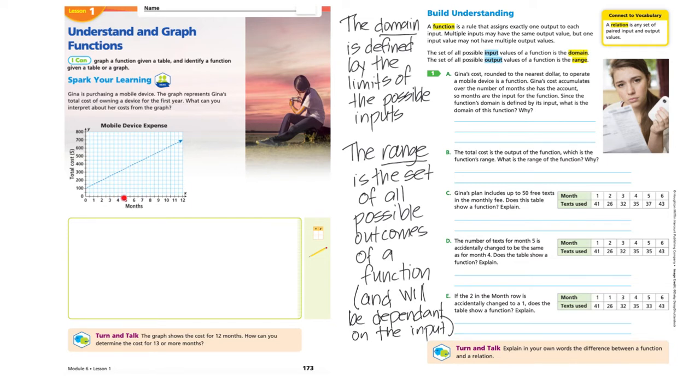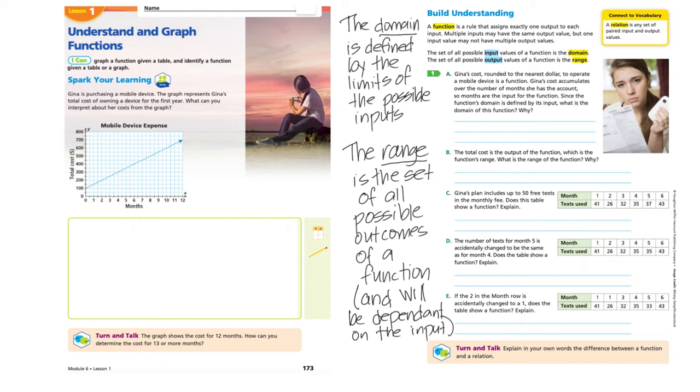So look at both axes. What are the scales there? What is each one? This is months. This is total cost. Where does it start? Is it a straight line? All those things. Look at and observe. They recommend that you maybe make a table to help you make some different observations. So go ahead and do that. And then you can go on to the build understanding.